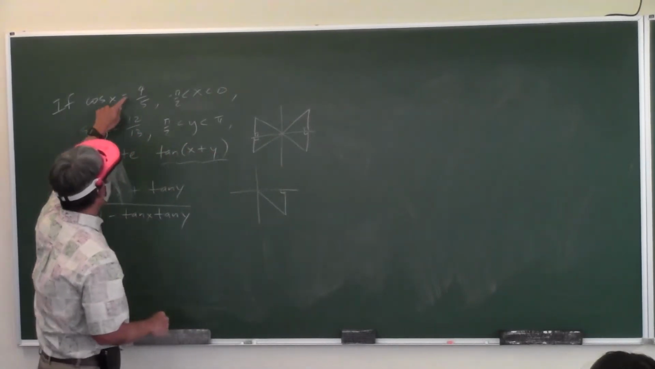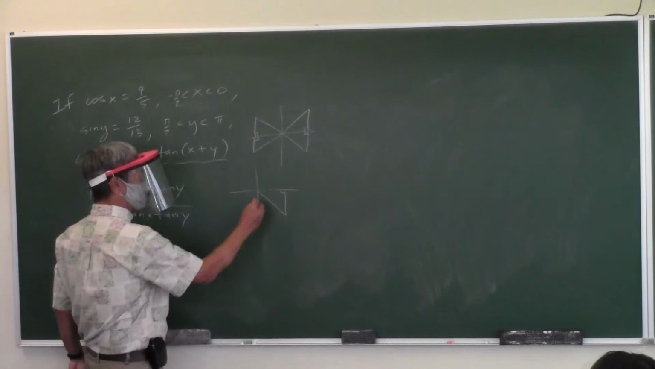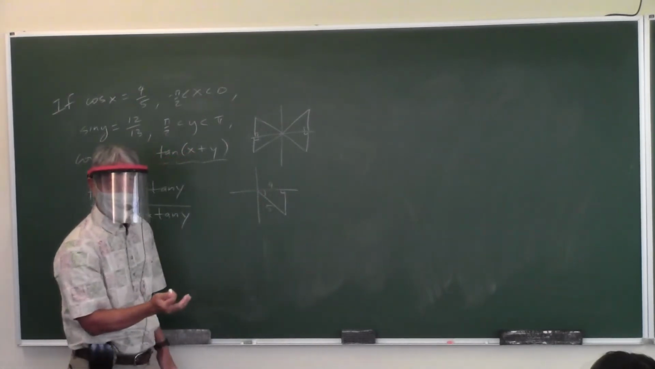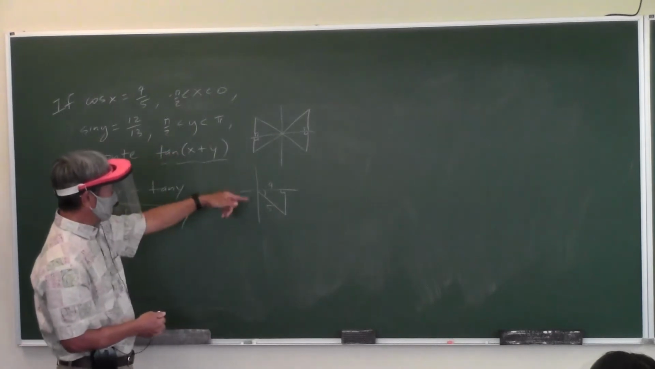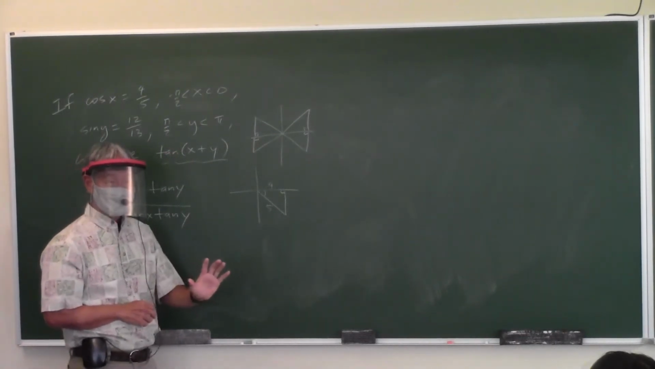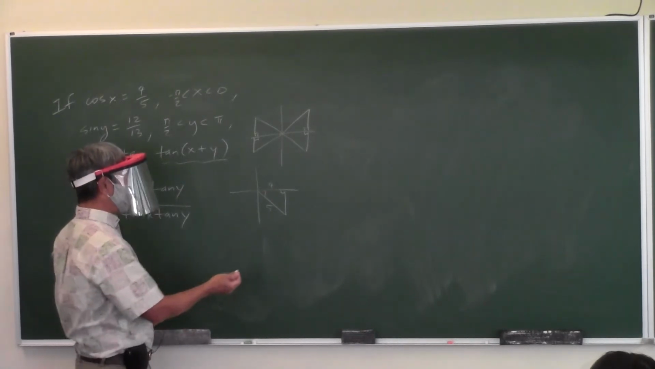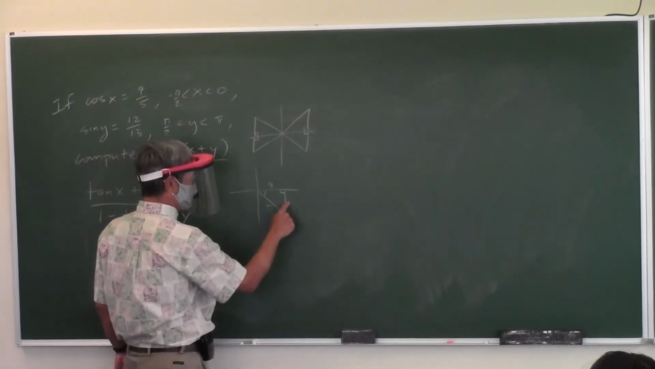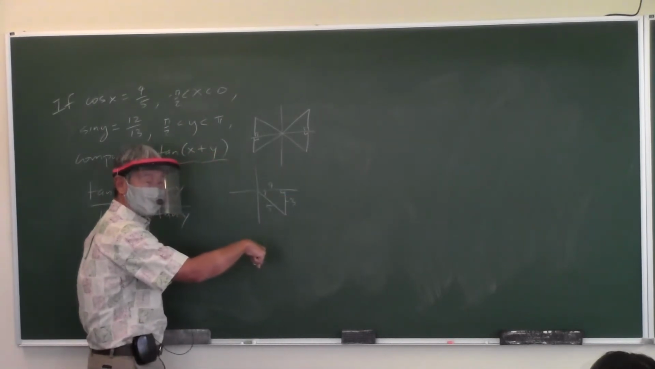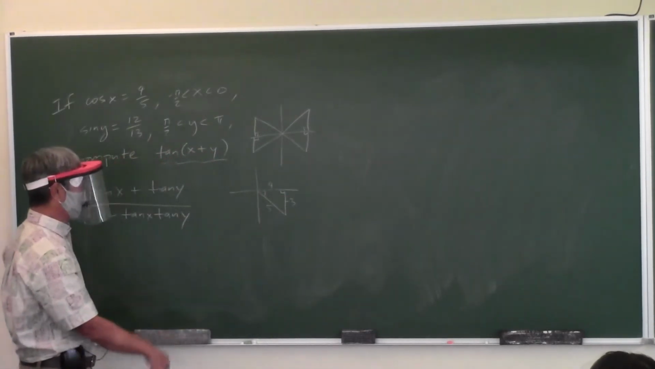The cosine is 4/5. So that means adjacent over hypotenuse. You guys know SOHCAHTOA, right? Adjacent over hypotenuse is 4/5. Just remember the hypotenuse is always positive. And then using the Pythagorean theorem, what is this going to be? -3, because you got to go down. You got to put the proper signs on.